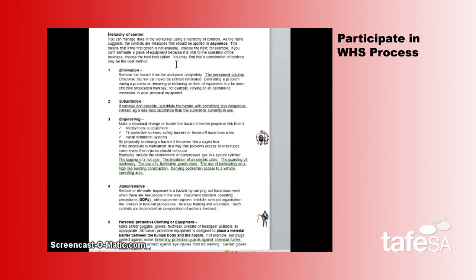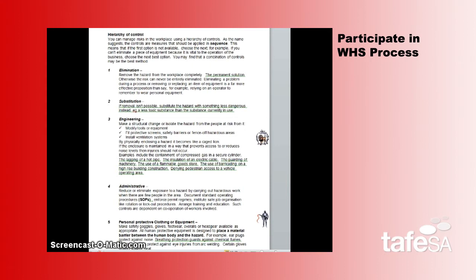The next thing we need to do is control the hazard. You can manage risks in the workplace using a hierarchy of controls. As the name suggests, the controls are measures that should be applied, and they should be applied in sequence. This means that if the first option is not available, then you can choose the next. If you can't eliminate a piece of equipment, for example, because it is vital to the operation of the business, you should then choose the next best option. You may find that on occasion you will need a combination of controls to control the hazard.